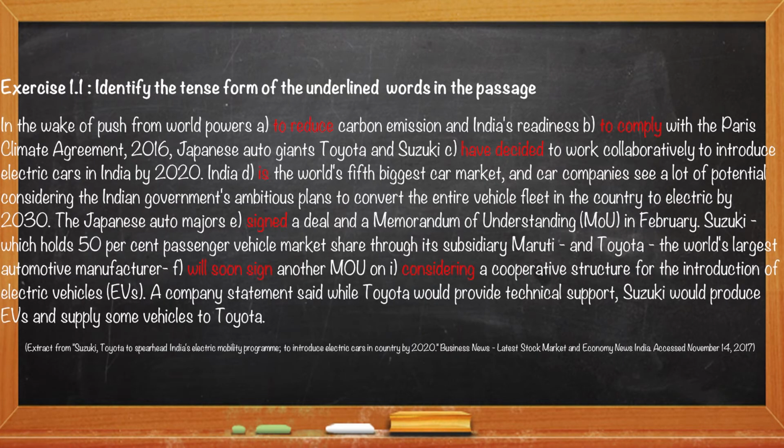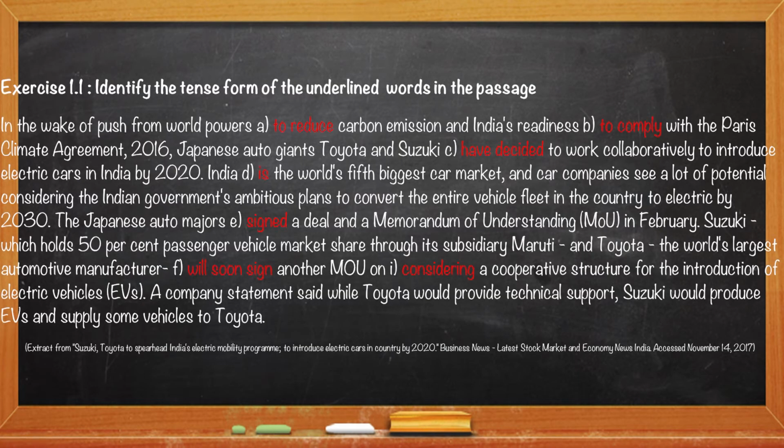The Japanese auto majors signed a deal and a memorandum of understanding, MOU, in February. Suzuki, which holds 50% passenger vehicle market share through its subsidiary Maruti, and Toyota, the world's largest automotive manufacturer, will soon sign another MOU on considering a cooperative structure for the introduction of electric vehicles, EVs. A company statement said while Toyota would provide technical support, Suzuki would produce EVs and supply some vehicles to Toyota.